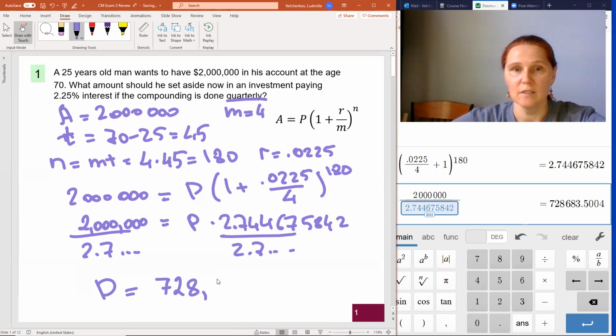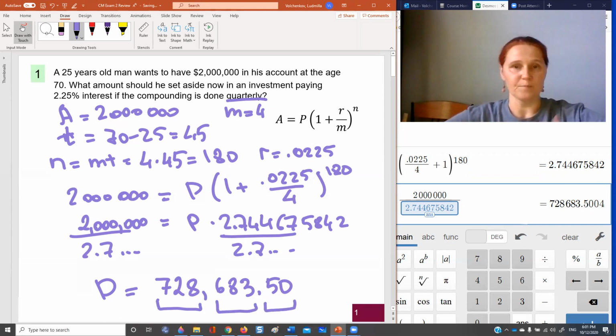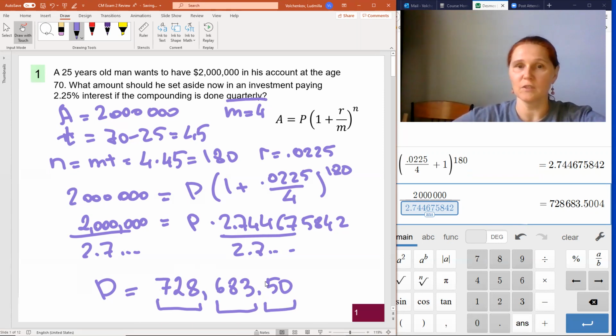So P is 728,683.50. On the exam, you will input this in 3 different blanks, so $1,000 and cents separately. Okay, this amount should be put on the account now to get 2 million in 45 years.